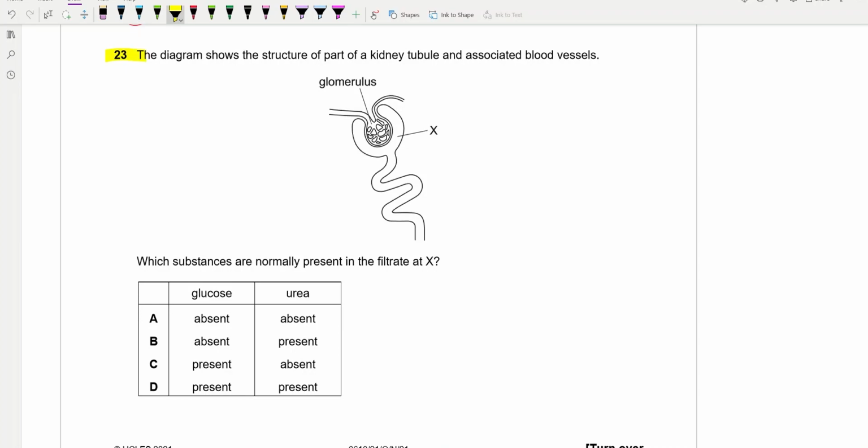Question number 23. The diagram shows the structure of part of a kidney tubule and associated blood vessels. Which substances are normally present in the filtrate at X? Usually, glucose and urea are present at the point marked X. The correct answer would be option D.